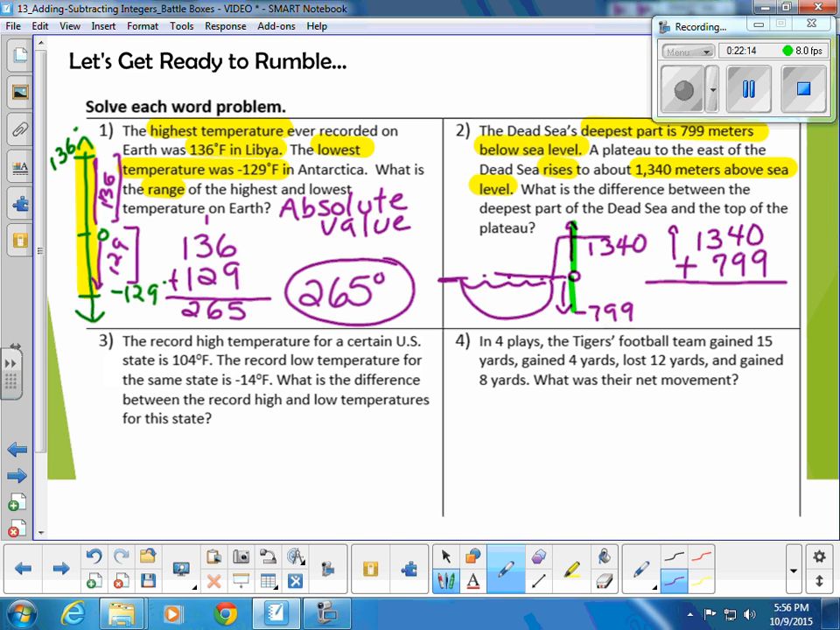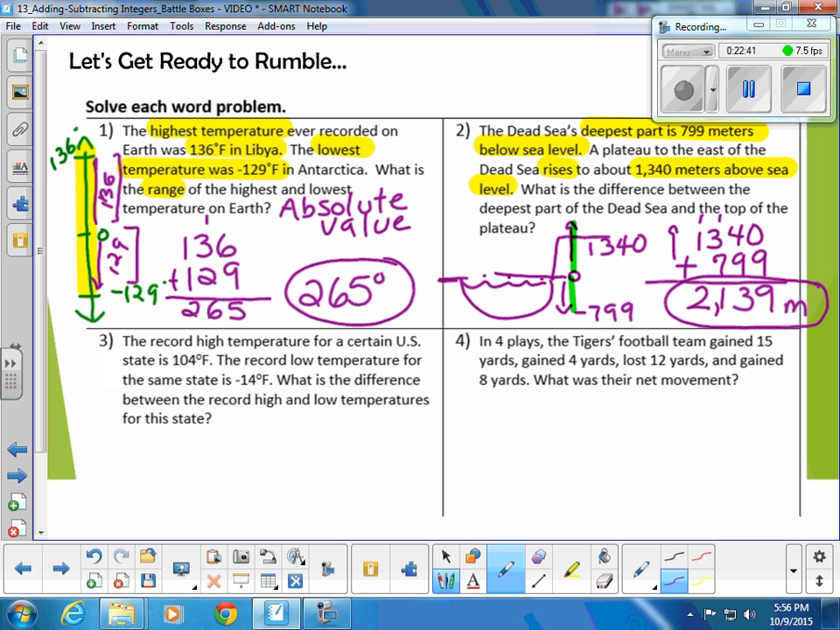I add them together to find the distance, or the difference, between the deepest point and the top of the plateau. Add them together. 0 plus 9 is 9. 4 plus 9 is 13. Carry the 1. 7 plus 3 is 10, plus 1 more is 11. Carry your 1. I get 2,139, and that's meters. Don't forget to label your answer because this is word problems.